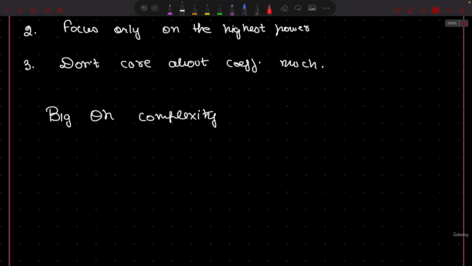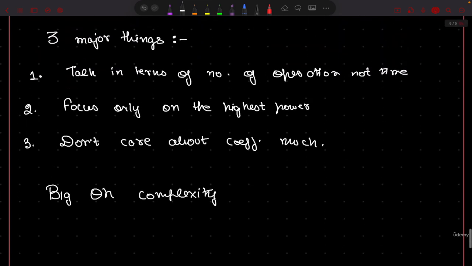Till then, I want you all to make sure that you understand these things properly. I'm trying to build your intuition before actually introducing big O complexity directly, because I think that is very, very important in a topic like time complexity.